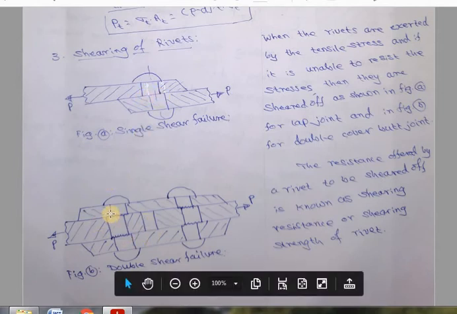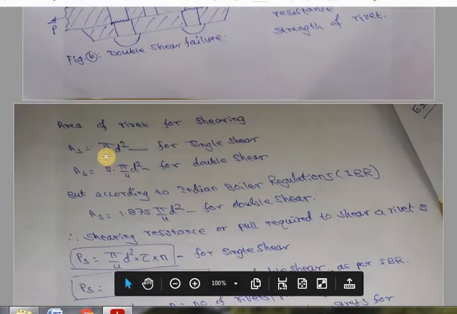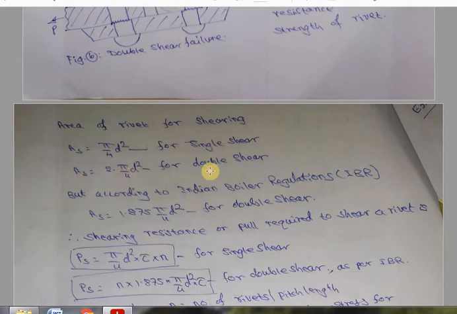So here I have two planes. One plane is here, another plane here. So the area is going to be multiplied by 2 times. So it's 2 times 5/4 d square. So I have written here, the area is 5/4 d square for single shear, and the area is going to be 2 times 5/4 d square for double shear.